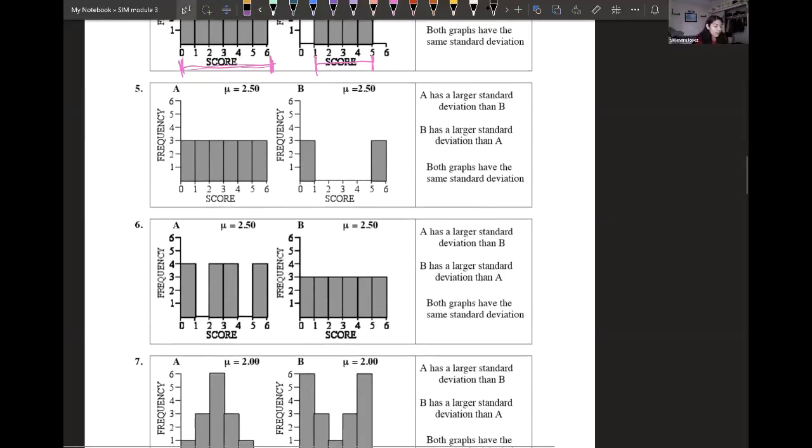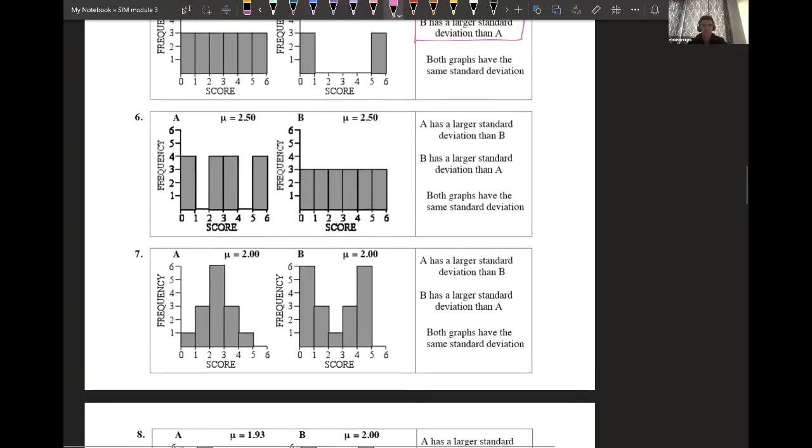Number 5, which one would have a higher standard deviation? Noah, what do you think? A or B? B. Yes. So all of these are continuous here. Here we have a big gap, right? So it'll make this guy here a little bigger.